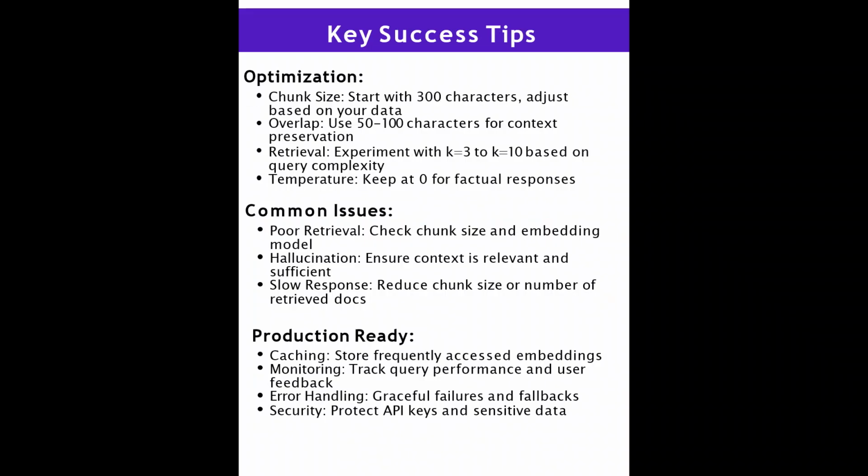Common issues everybody faces when they build any application using RAG with LangChain. Poor retrieval: check chunk size and embedding model. Hallucination: ensure context is relevant and sufficient. Slow response: reduce chunk size or number of retrieved docs.